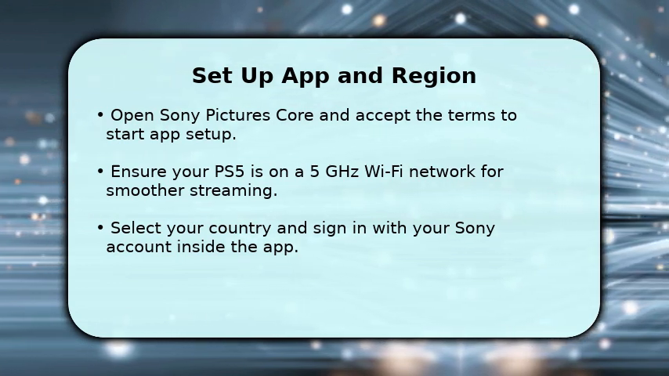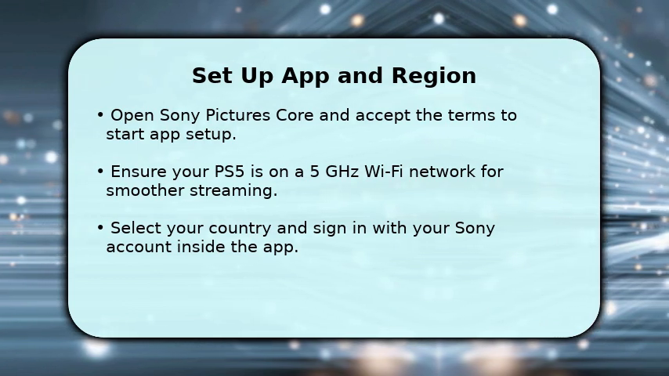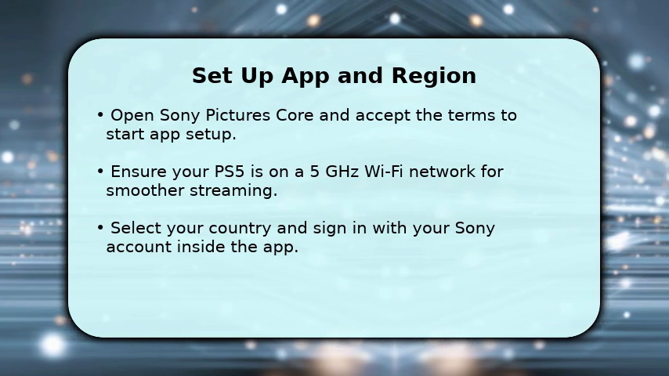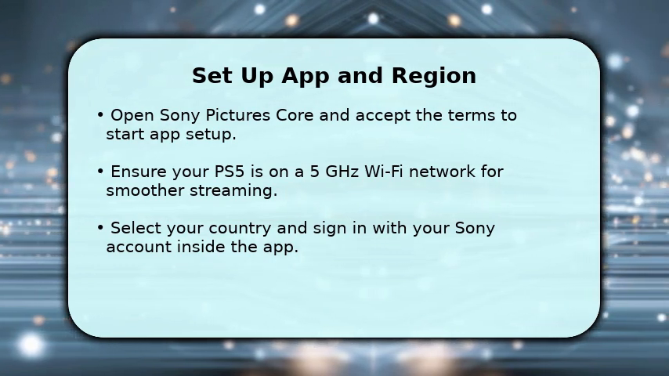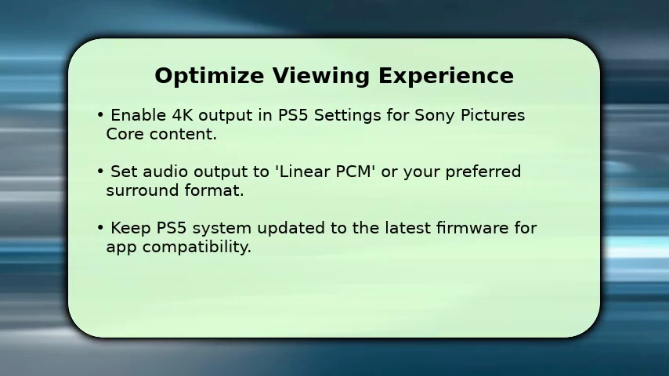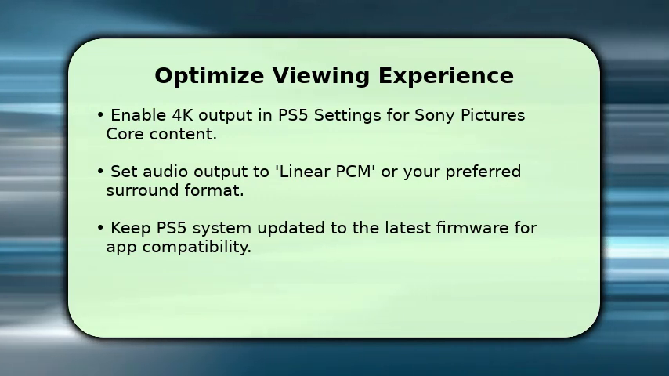For best performance, use a 5 GHz Wi-Fi connection or a wired Ethernet cable. Before streaming, configure your PS5 video settings to enable 4K output and HDR if your TV supports them. Go to Settings, then Screen and Video, and set resolution to 2160p when available.